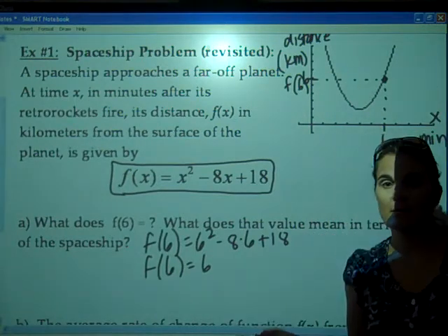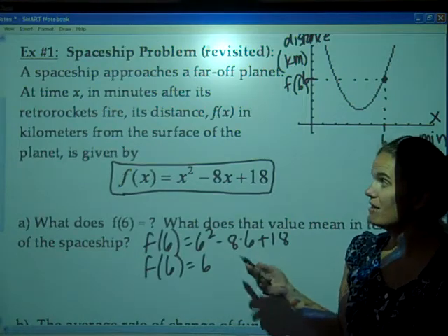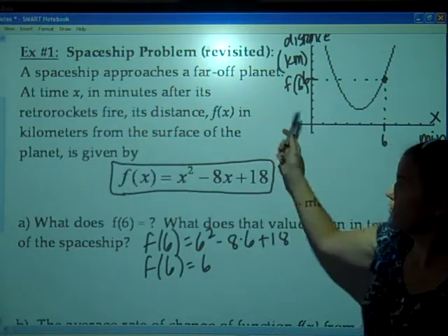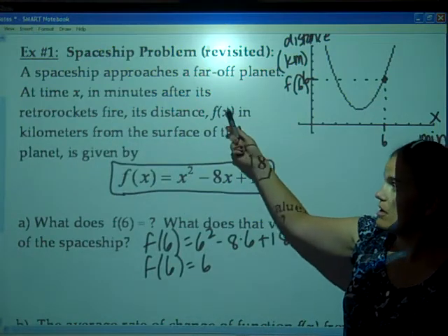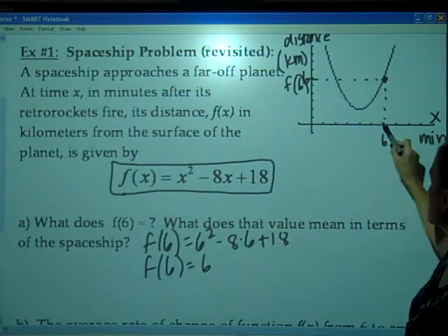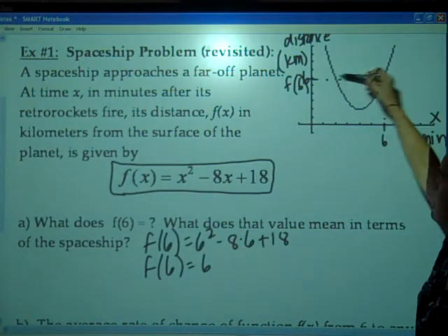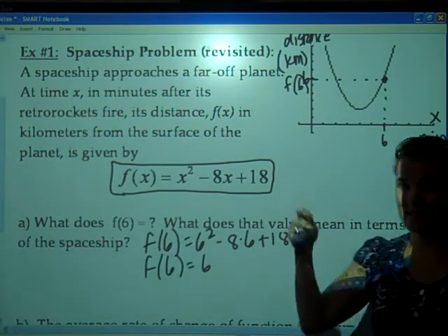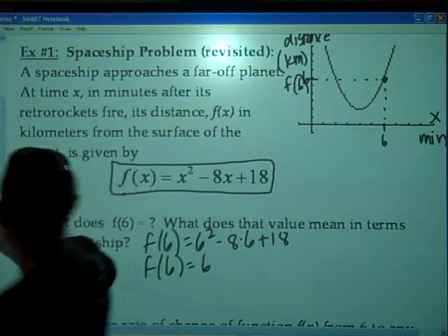And then what does that mean in terms of the spaceship? It means that 6 minutes after the retro rockets fired, the spaceship was 6 kilometers away from the surface of the planet. So after 6 minutes, they were 6 kilometers away. I didn't write it, but I said it. Please write it.